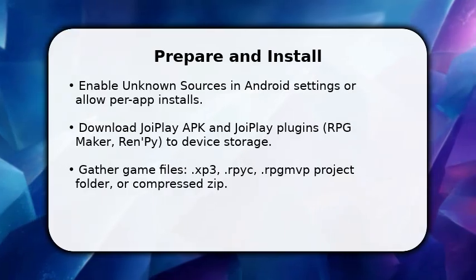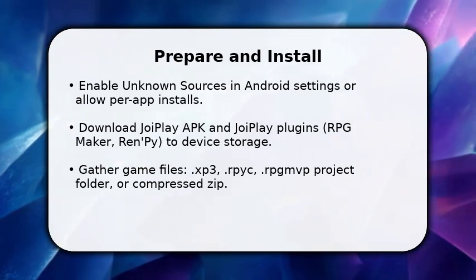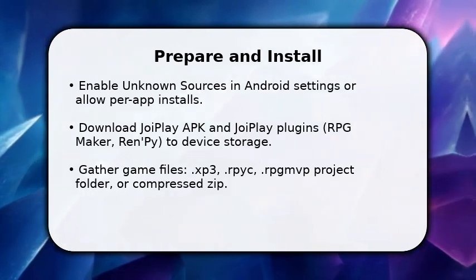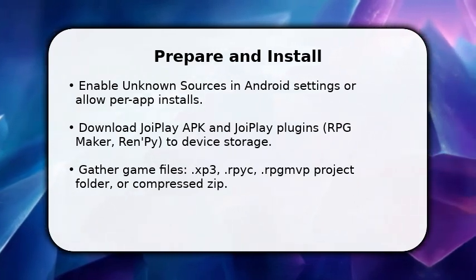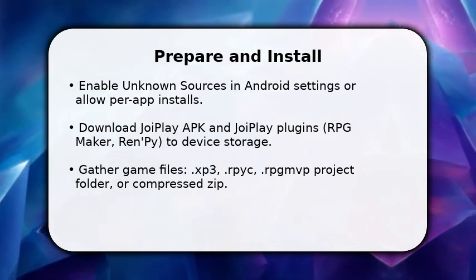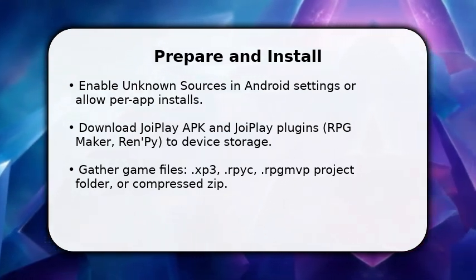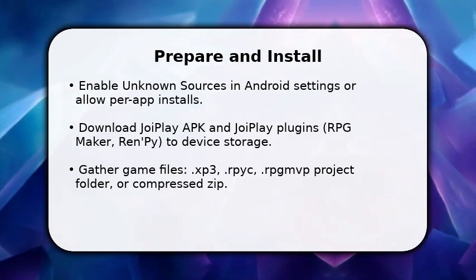You start by preparing your device. Enable installs from unknown sources because the Play Store may not host every Joiplay version. Next, install the main Joiplay APK, then the appropriate plugins for RPG Maker or RenPy. Place your game files in an accessible folder, internal storage, or a dedicated Joiplay directory to simplify navigation later.